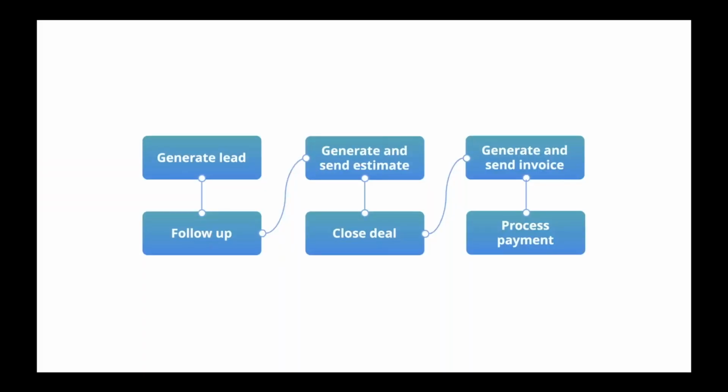This is a little diagram of a very basic way of looking at going from lead to cash. You've generated a lead, and we can help you do that. We have a website builder. We have an e-commerce tool that allows you to build a shopping cart. We have live chat. We have forms. We have a whole bunch of things that you can use to generate your leads.